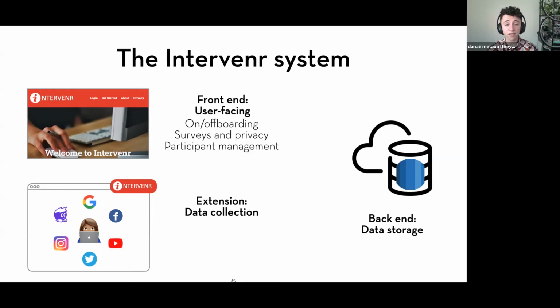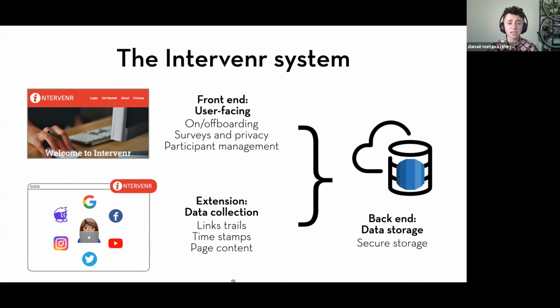So the front end is user facing with an admin interface for researchers. It handles onboarding and offboarding. It collects survey responses and gives users privacy controls for their data, and also allows researchers to manage participants. The extension then handles data collection, collecting the trail of links that participants visit online, timestamps, and also content on the page, customizable by the researcher. So this could include images, headlines, links, or other content viewed by participants. And the backend combines and securely stores these 2 data sources where researchers can access them later for analysis.